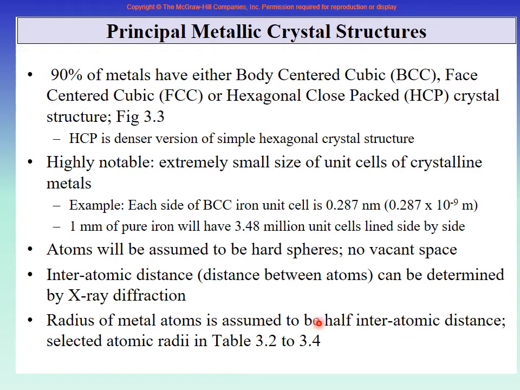This means, what are you saying? Radius is assumed to be half the interatomic distance. The distance from one atom to the other is what? From the center of one atom to the center of the other atom is the interatomic distance. Okay, and so on.